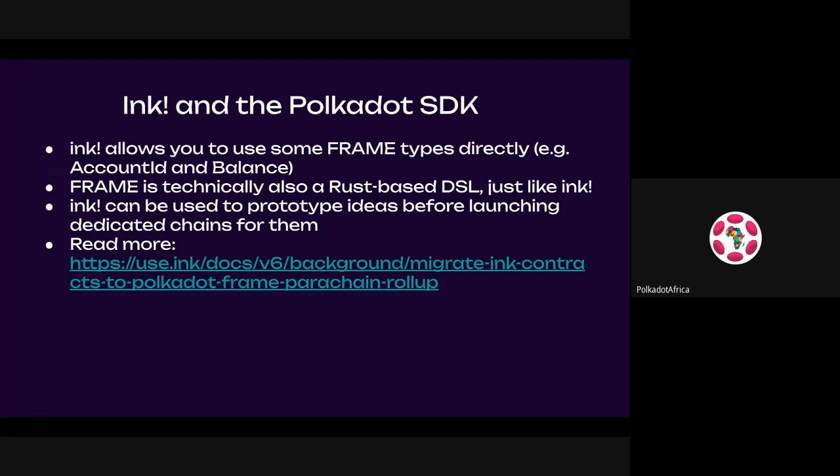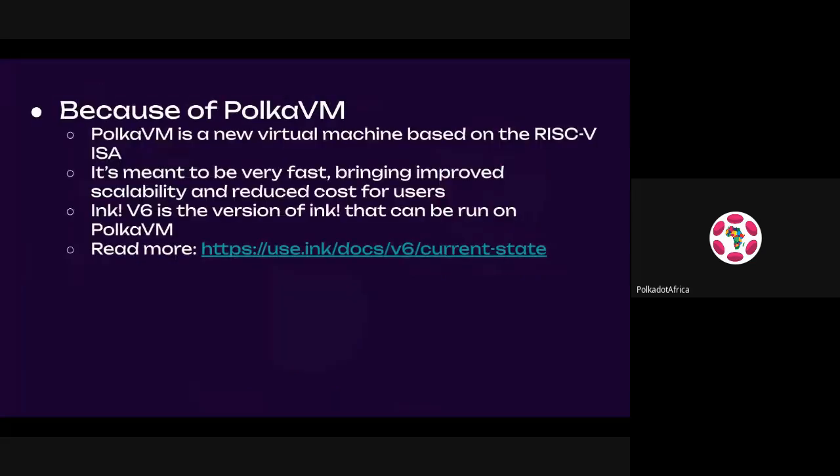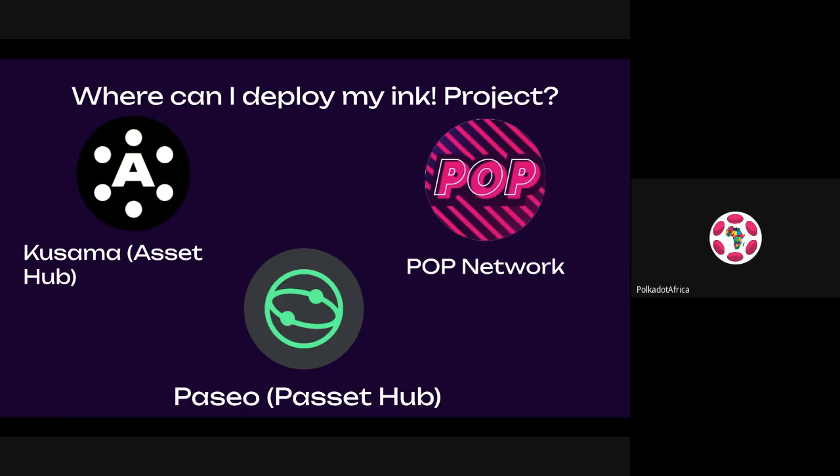Okay, so let me just go up a bit. I was talking about where you can deploy your ink projects, right? If you are using previous versions of ink, like V5, there are many more chains you can deploy your ink project on. But if you are using ink V6 currently, these are the chains you can deploy on.